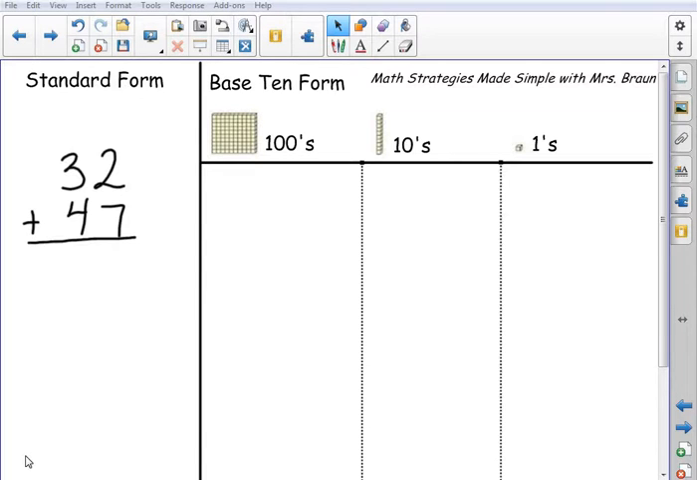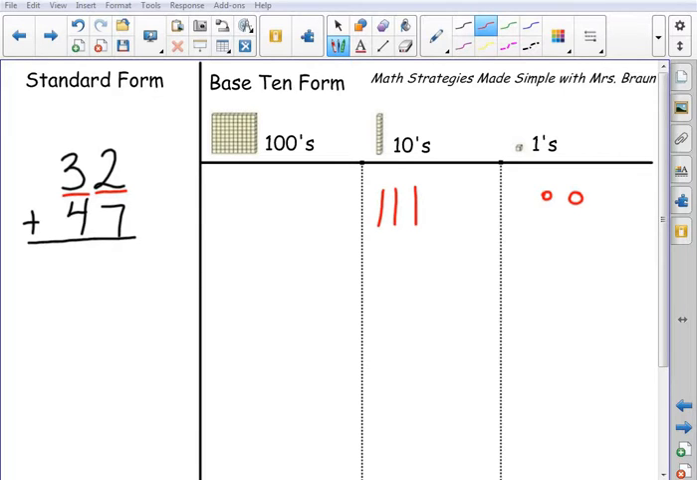So I'm going to start with 32. I can see in the ones place that there's a 2, so I'm going to represent that with 2 ones over here. And then moving next to that, I've got 3 tens. And there's no hundreds in this column, so I'm not going to draw anything in that hundreds place. So this representation together shows 32.